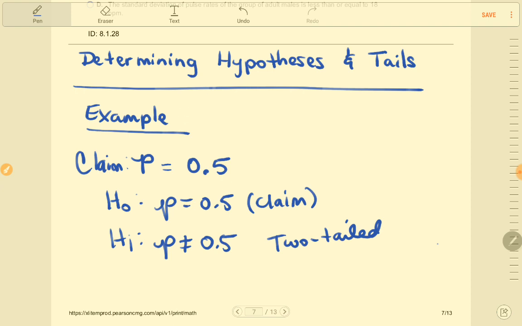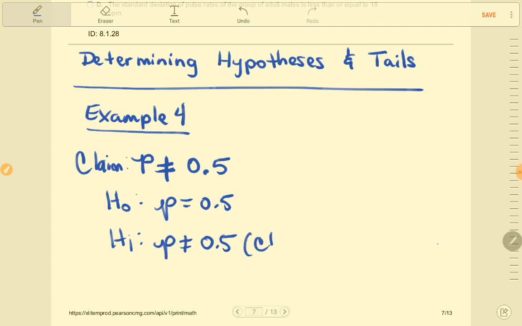Now let's try another one. Example 4. Let's say you have a claim that the proportion is not equal to 50%. So the claim doesn't mention whether we think it's above or below, just that it's not equal to 50%. In that case, your claim falls under the alternative. Now, why does it matter where your claim falls? That we will discuss when we talk about final conclusions of a test.